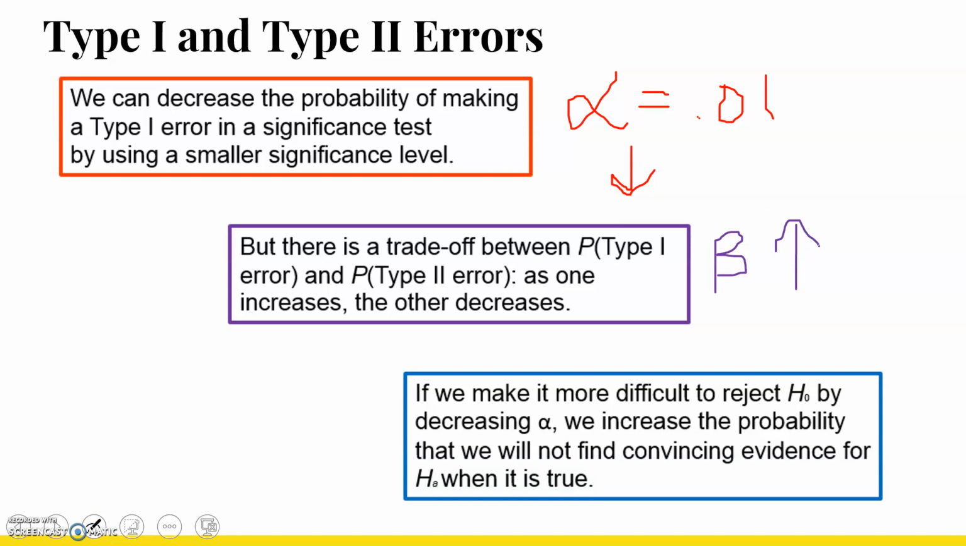Okay? So it says down here in the last box, if we make it more difficult to reject H naught by decreasing alpha, we increase the probability that we will not find convincing evidence for the alternative hypothesis when it's true. Okay? So keep in mind, type 1 errors and type 2 errors are inversely related, and there is a trade-off. Sometimes getting a lower type 1 error may not be worth the type 2 increase.